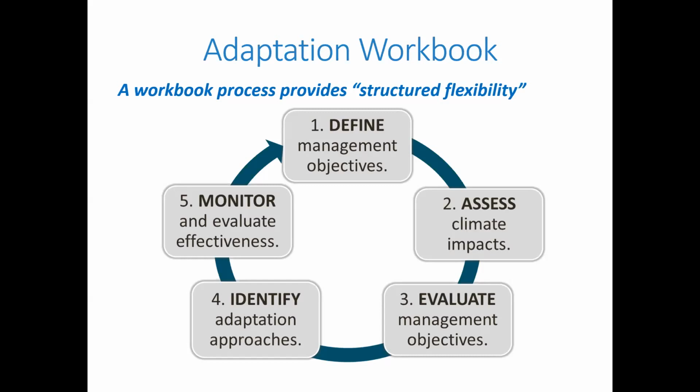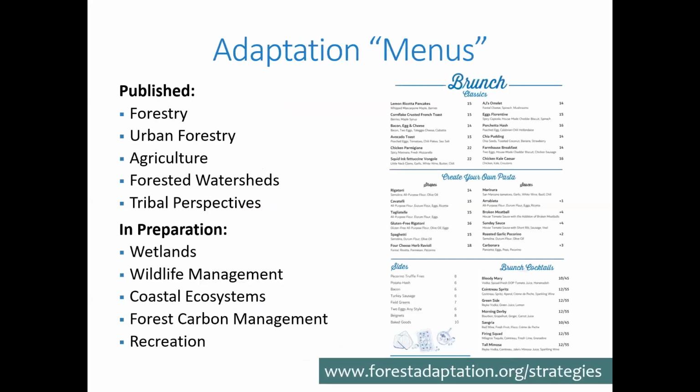And then finally, step 5 is to monitor and evaluate effectiveness. And so we think about the standard surveys and evaluations that we typically do after management, and then we think about how implementing our adaptation actions might bring to light any additional metrics, or if there are an intensity that we can change in terms of monitoring. So in a nutshell, that's the adaptation workbook, and it works really well with the adaptation menus.